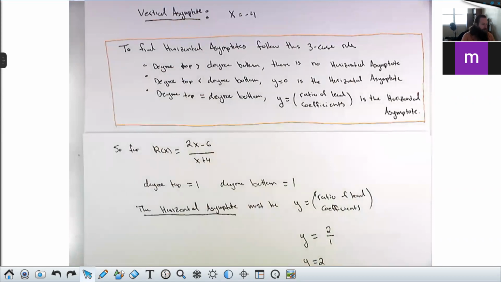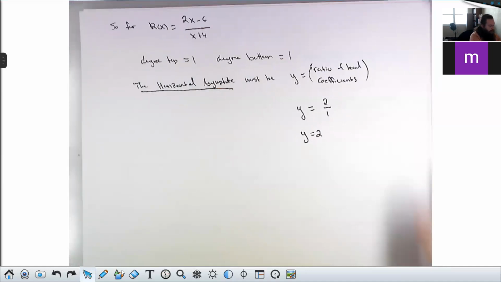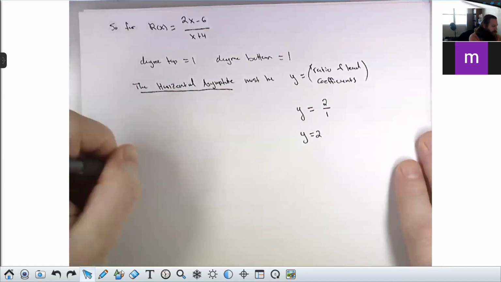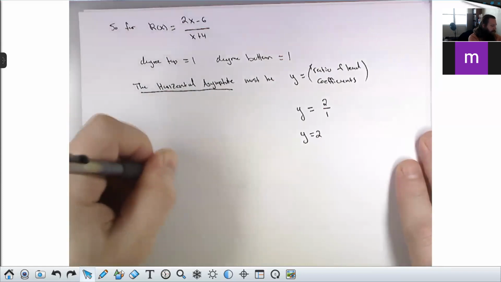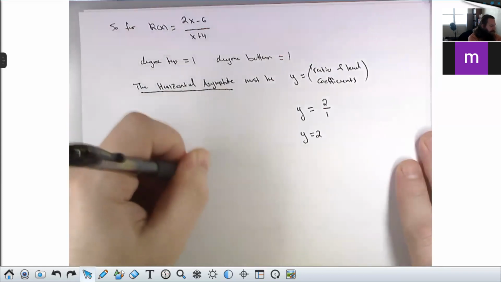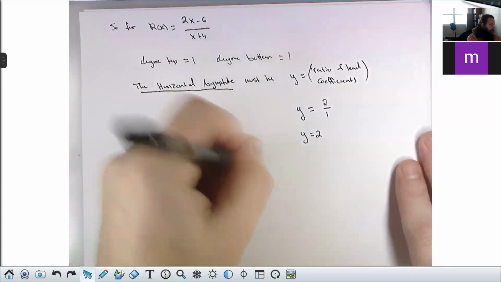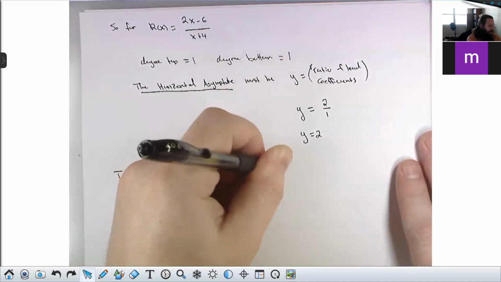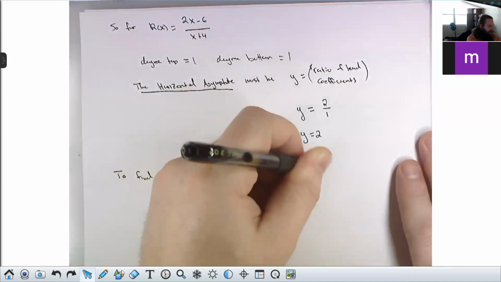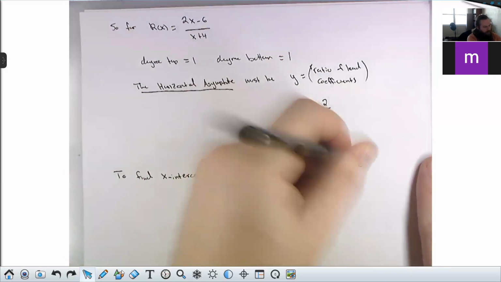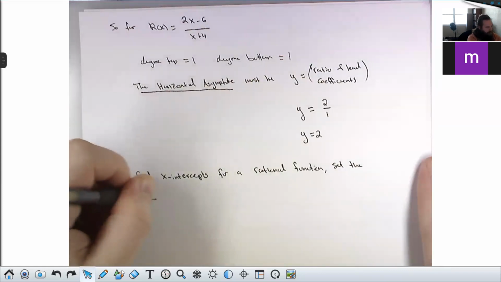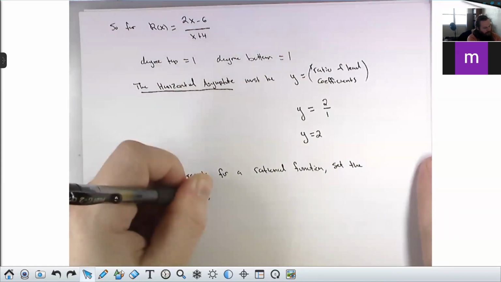So let's look at a few more examples where we're finding these things. Other stuff that you will want to find for rational functions is x-intercepts and y-intercepts. So before I move to another example, let me just share with you really quickly how to find these. To find x-intercepts for a rational function, set the top equal to 0 and solve for x.